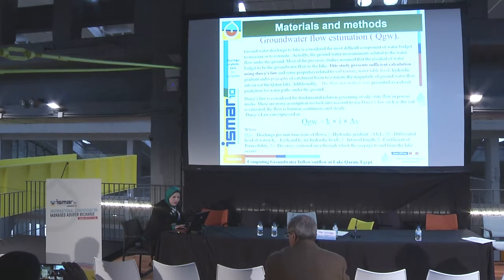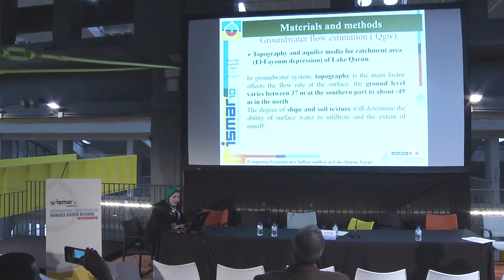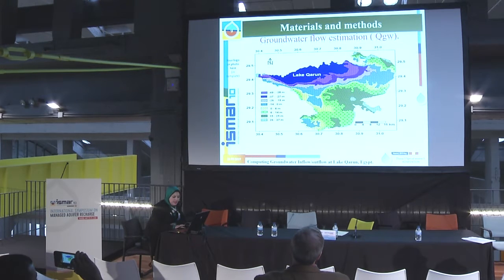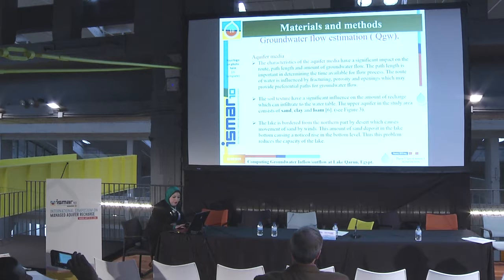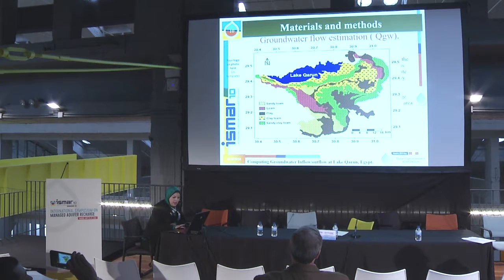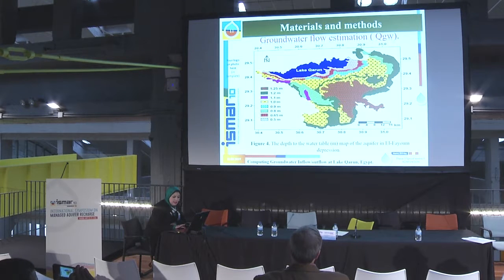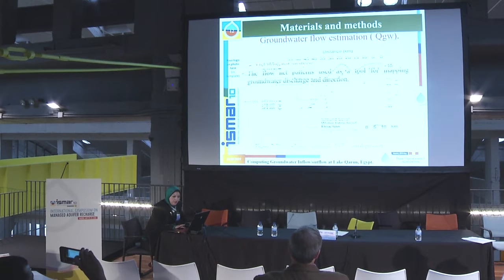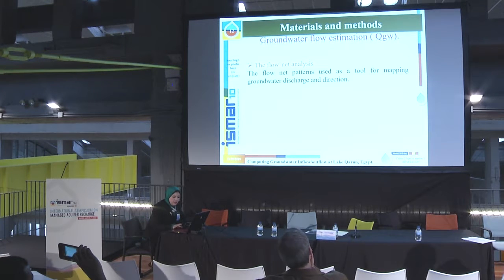Groundwater estimation in this study depends on Darcy's law and the flow net analysis. The topography is the main factor affecting the flow rate at the surface. The ground level at El Fayum depression ranges from 37 meters above sea level to 49 meters below sea level. Soil texture in El Fayum depression consists of sand, clay and loam. The depth to water table for the upper aquifer in El Fayum depression ranges from half a meter to 1.25 meters. The flow net analysis is used as a tool for mapping groundwater discharge and direction.